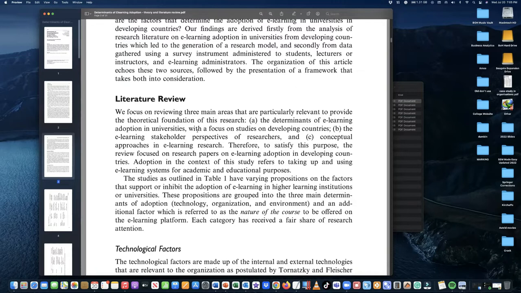I show you now. The determinants of e-learning adoption, with a focus on studies in developing countries. The e-learning stakeholder perspective of researchers. And then conceptual approaches in e-learning research. So after looking at all of these things, the person was able to understand which of them will play a key role in the work he is trying to do.